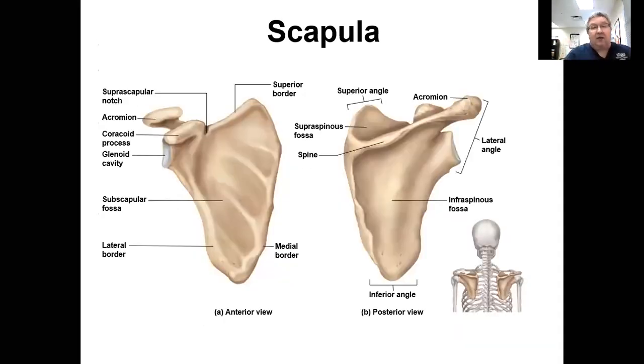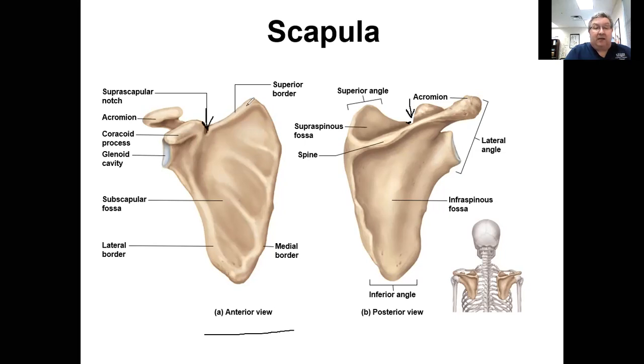So let's take a look at the scapula itself. So let's look at the anterior side. So we're going to look at this one first. So we'll start at the top. Remember, I said the suprascapular notch is on the top. Well, you can see the suprascapular notch here also. That's this space right here. So here's the suprascapular notch right there.